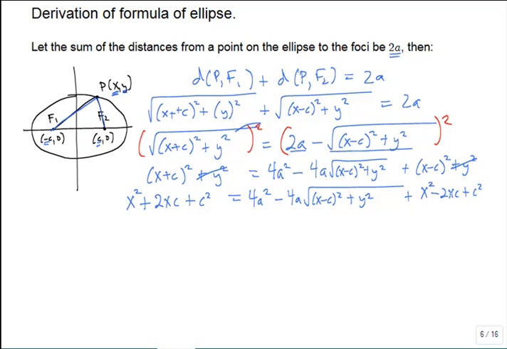So what I'm going to do next is notice that the x squareds again will cancel because they're both positive, and the c squareds will both cancel because they're both positive. So what I'm going to be left with are these middle terms, which do not cancel because this one's plus and this one's minus. So I'm going to go ahead and add this 2xc over to the left side and take a look at what we have so far.